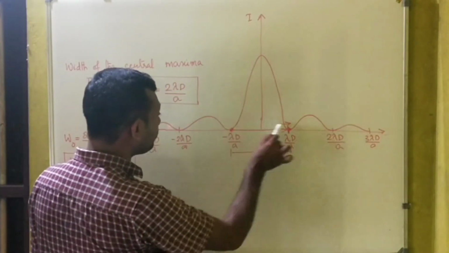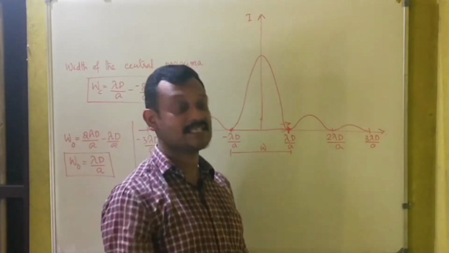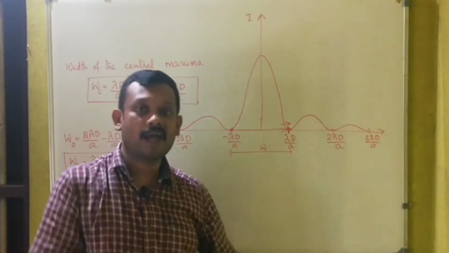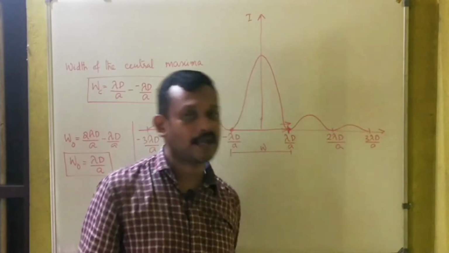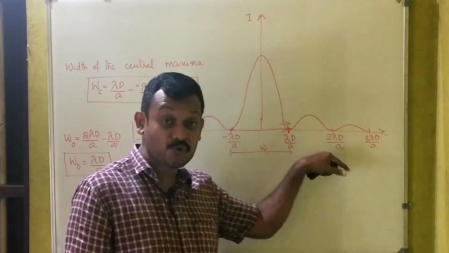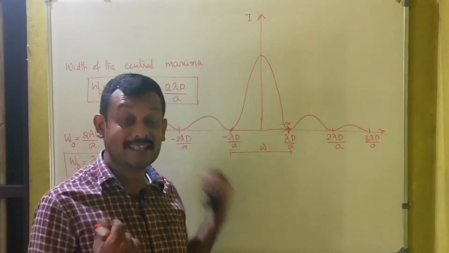So the width of the central maxima is twice, I have to use the word twice, as wide as all other maxima, right? The width of the central maxima is twice as wide as the width of all other maxima, I have to say.